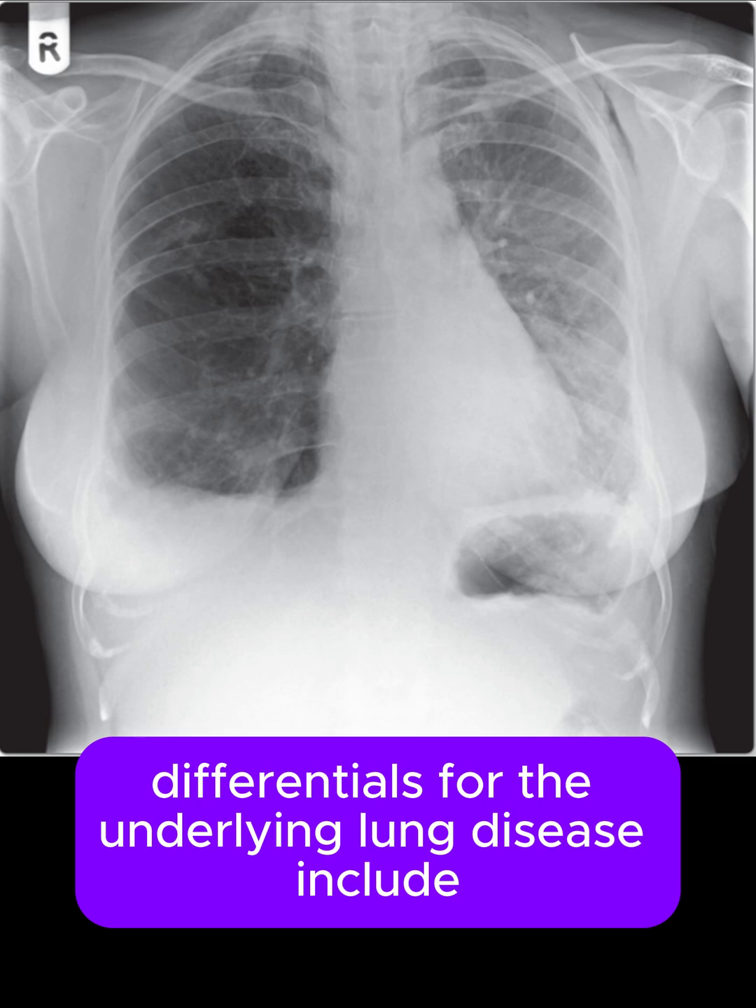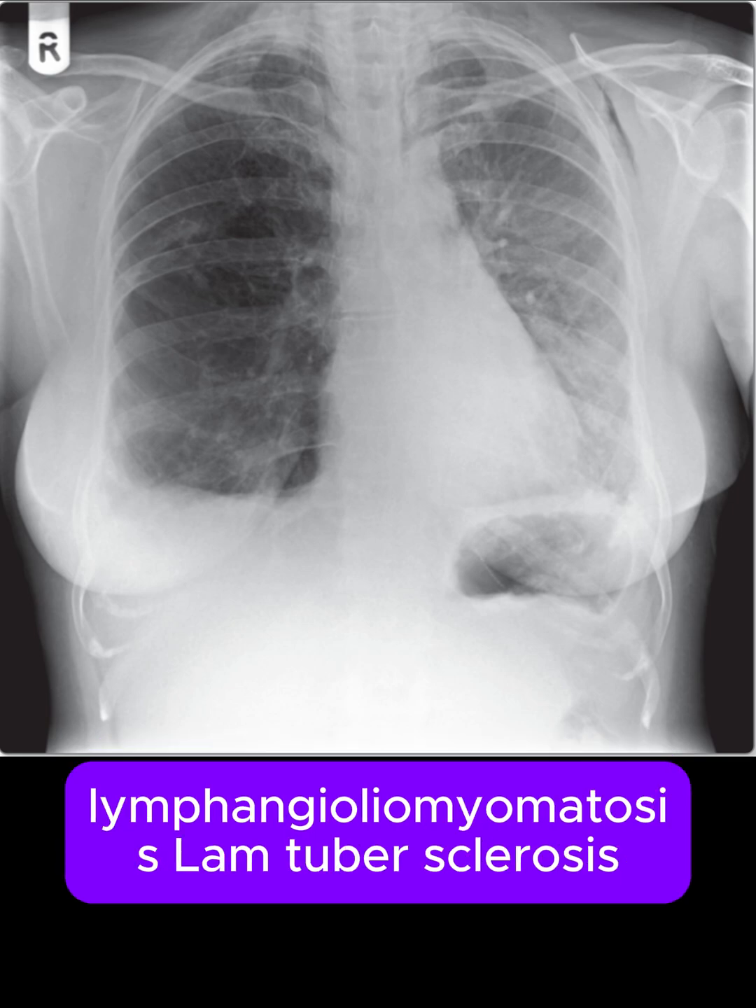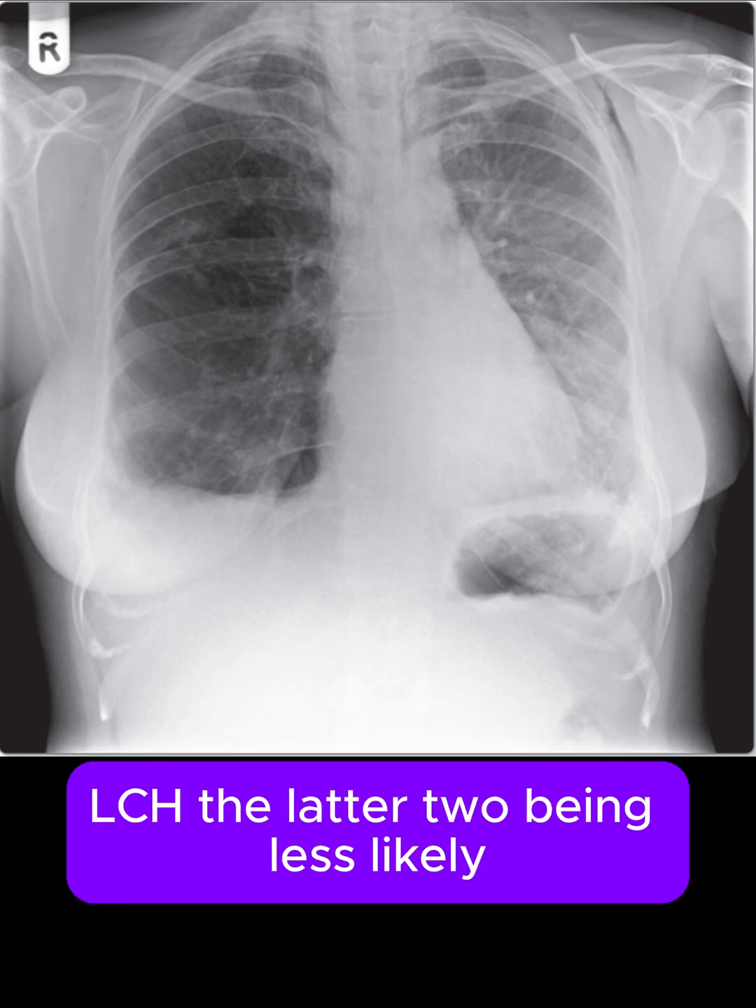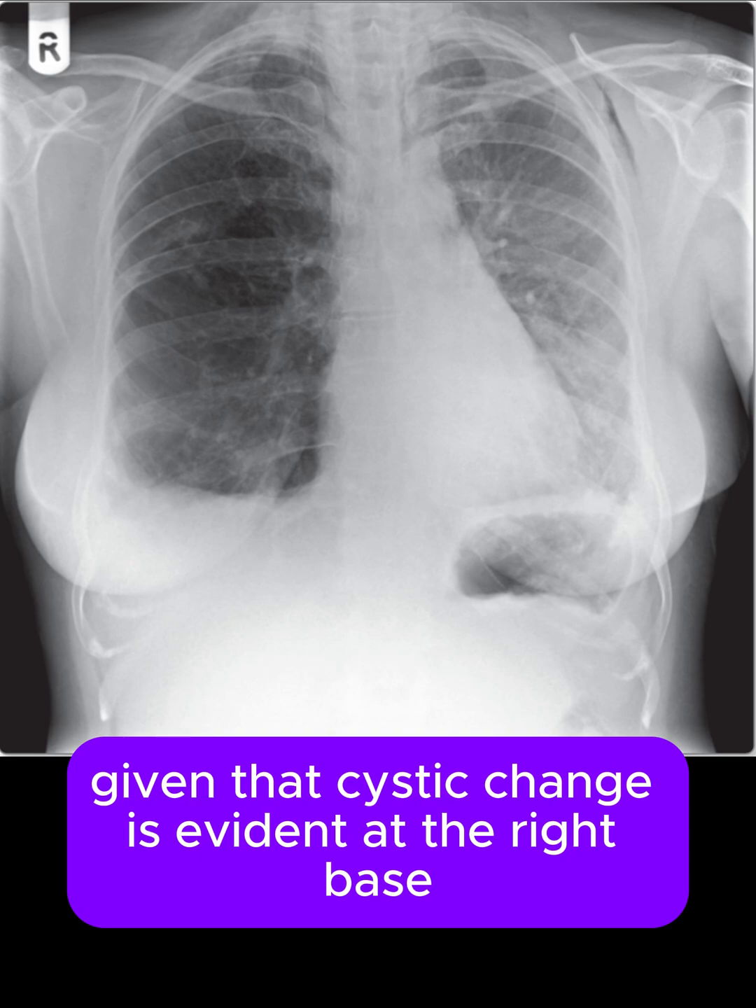Differentials for the underlying lung disease include lymphangioleiomyomatosis, LAM, tuberous sclerosis, TS, neurofibromatosis, and Langerhans cell histiocytosis, LCH, the latter two being less likely given that cystic change is evident at the right base.